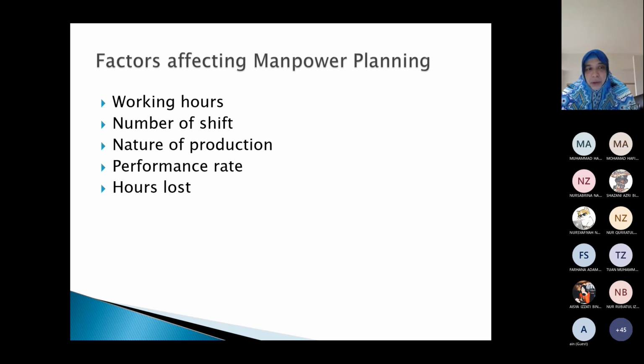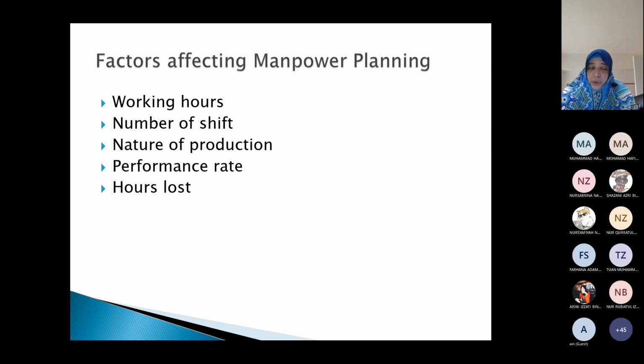So think about when you talk about your products, let's say 1,000 kilomoles per hour. That "per hour" represents how many hours in your daily production. If you were to say 1,000 kilomoles per day, so that one day represents how many hours? Is it 24 hours, or 8 hours, or 6 hours? So you have to decide the working hours, the number of shifts, and the nature of production.